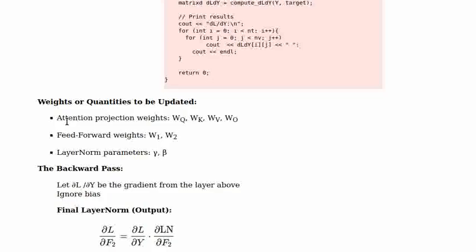We need to update the attention projection weights, WQ, WK, WV, WO, and the feed-forward weights, W1, W2, and also the layer norm parameters, gamma, beta. We need to do that for each decoder layer and each encoder layer independently.